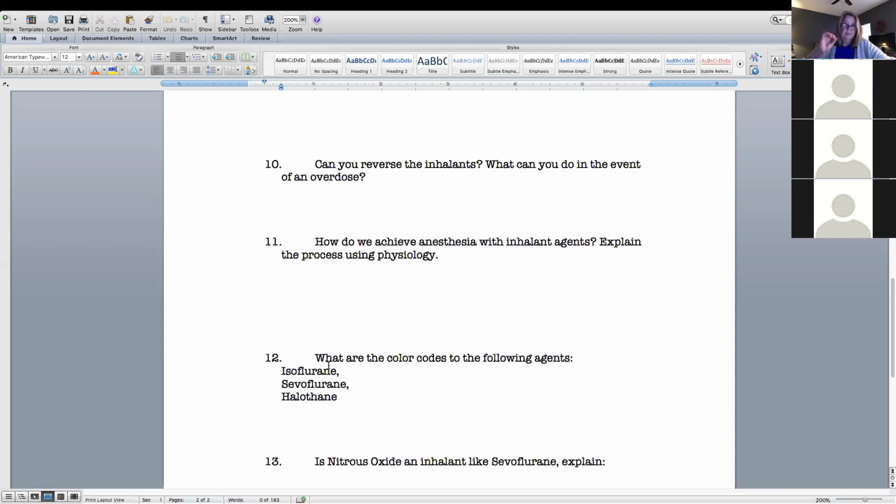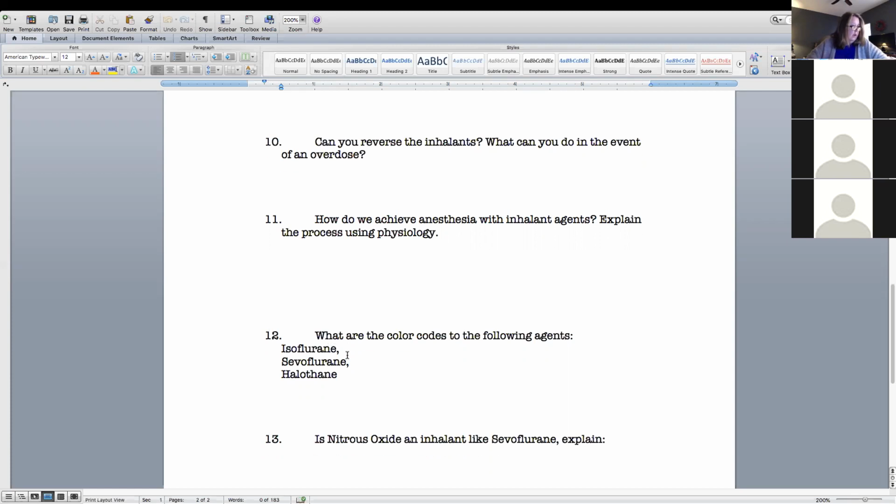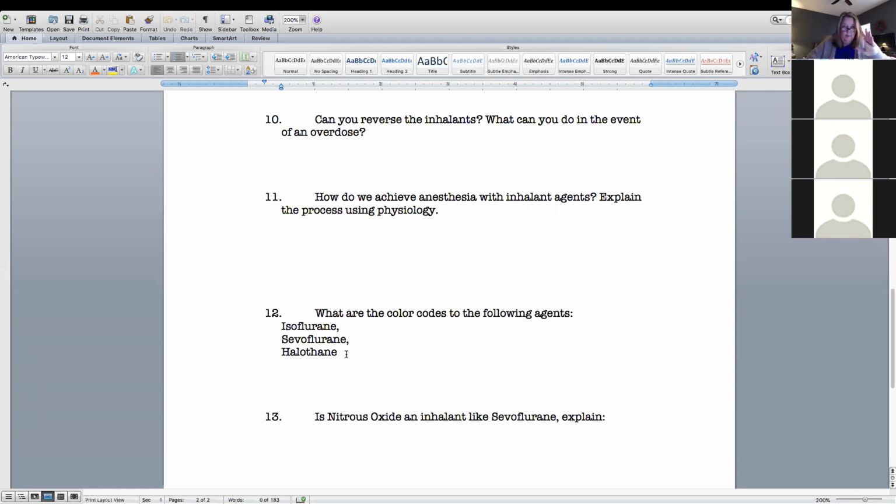And that's how they recover, is they have to exhale. Like I said, it's a very tiny amount that does go through the liver and kidney, but the majority of recovery from these agents is exhalation. They have to exhale it to get rid of it. So if you have questions about number 11, just stop me if it's not making sense.